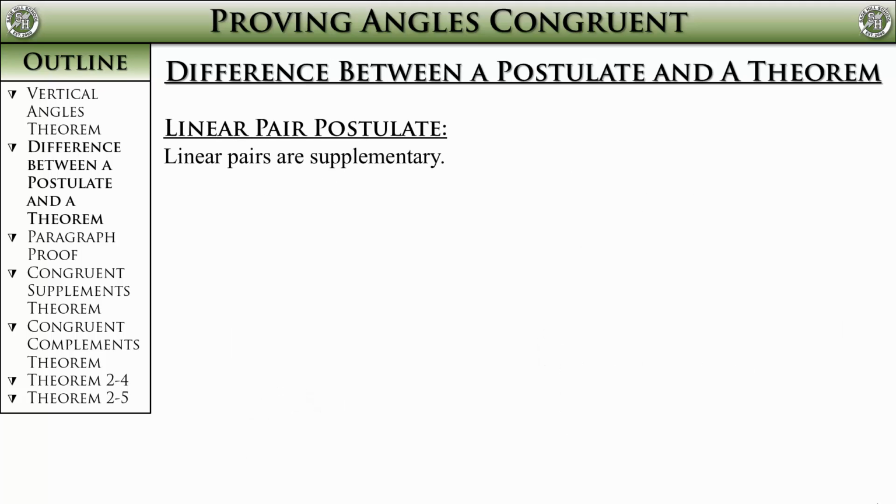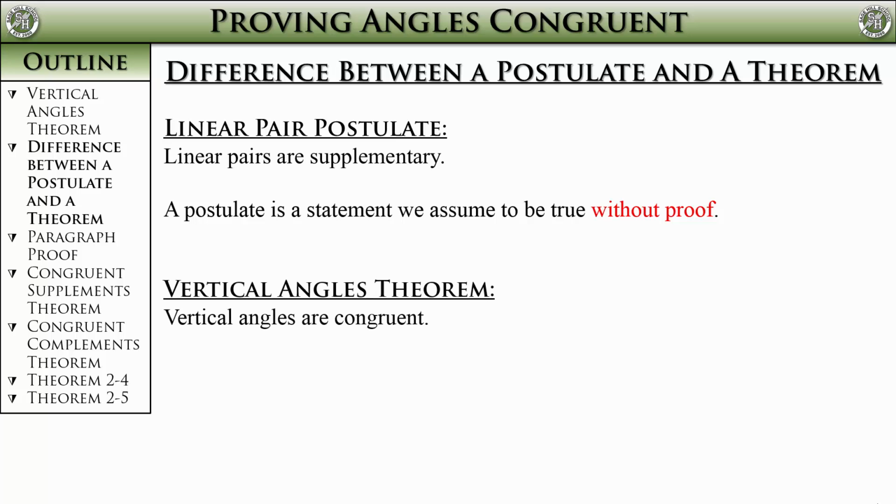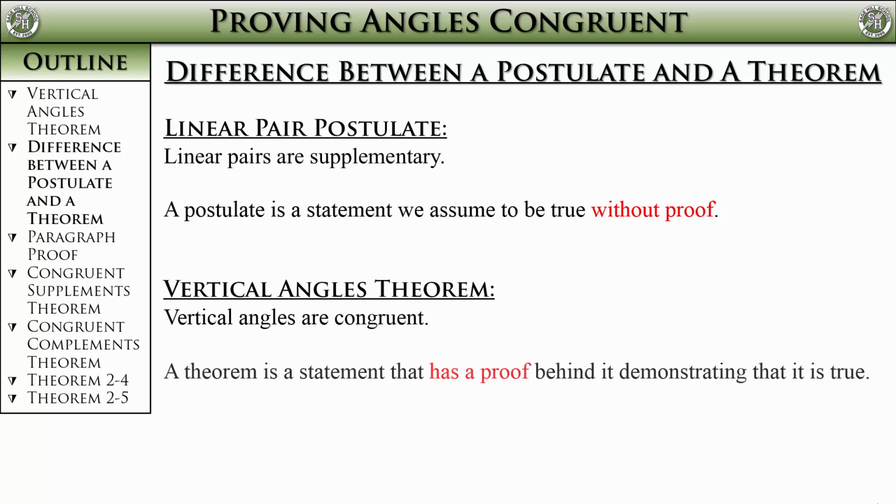A quick note before we move on to the paragraph proof. This is the first theorem presented in the book, so let's take a quick look at the difference between a postulate and a theorem. In Chapter 1, we had the linear pair postulate. Like all postulates, it was a statement so basic, so simple, so obvious that we assume it to be true without proof. And now we have the vertical angles theorem. Theorems are usually a bit more complex than a postulate. With theorems, we no longer just accept that it is true on blind faith. With a theorem, the statement does have a proof behind it, demonstrating that it is true. So that's the difference between the two.